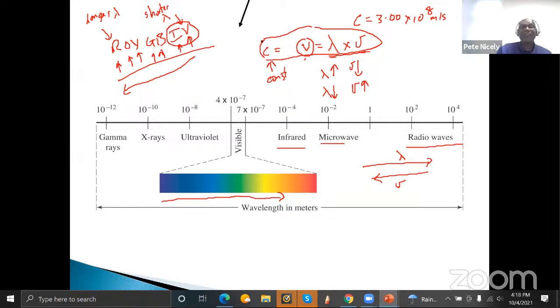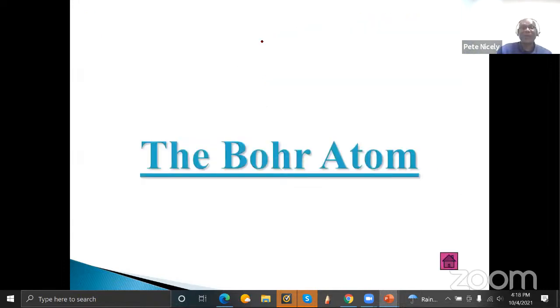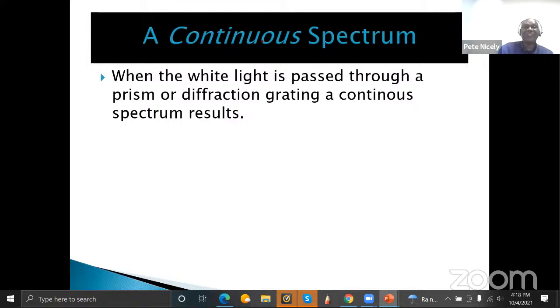So let's talk about the Bohr atom, and we're going to see the relationship between the structure of the atom as put forward by Bohr and the electromagnetic spectrum. Now, let's talk about the difference between what is known as the continuous spectrum and later on the line spectrum.